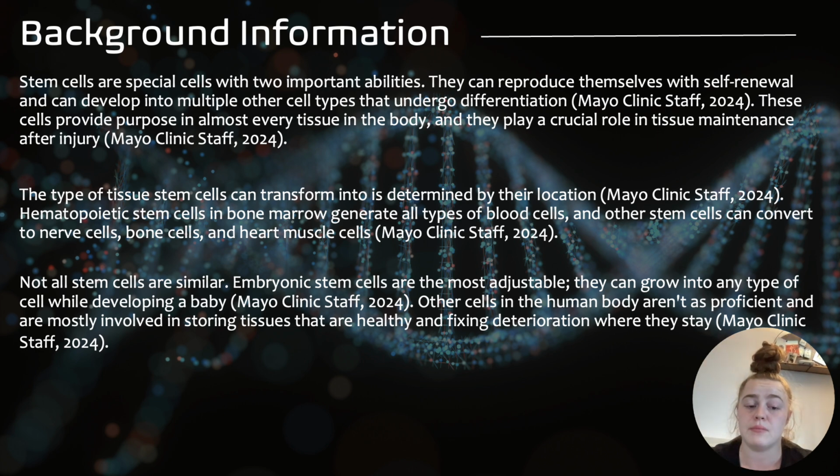Hematopoietic stem cells in bone marrow generate all types of blood cells, and other stem cells can convert to nerve cells, bone cells, and heart muscle cells. But not all stem cells are similar. Embryonic stem cells are the most adjustable, and they can grow into any type of cell while developing a baby. Other cells in the human body aren't as proficient and are mostly involved in storing healthy tissues and fixing deterioration where they stay.